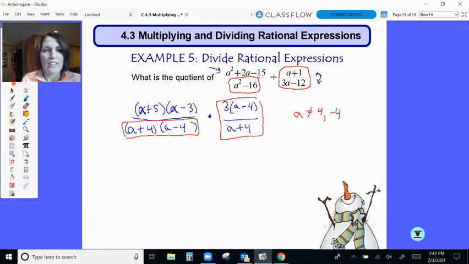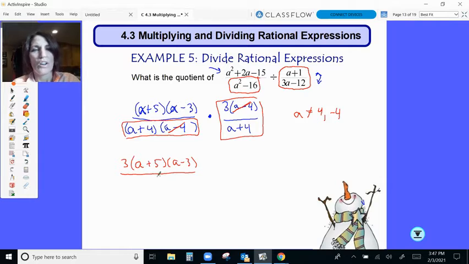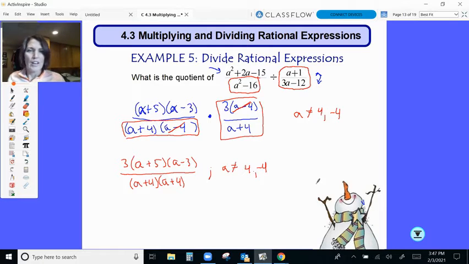Okay, now I can start canceling. I have an a minus 4 right here, and a minus 4 right here. That's about it, right? And so I can go ahead and simplify this as going to be, I'll go ahead and write it in red, I guess, a plus 5 times a minus 3. I have this 3, I'm going to keep that out in front, over a plus 4 times a plus 4. Or you could put that as a plus 4 squared, would be just fine also. A cannot be equal to 4 or negative 4. Okay? And that's how you divide. It's really quite simple. Okay?